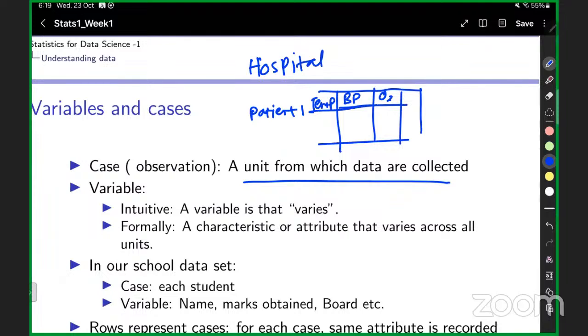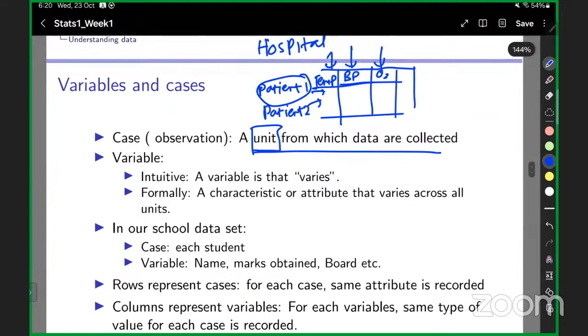So this patient is a case, a unit from which data are collected. Then another patient can go and the same thing they will collect for patient two. Any number of patients can go, and all these patients are units from which data are collected, right? And these are variables. We are collecting temperature, blood pressure, oxygen level, and all. So that is a variable, right?